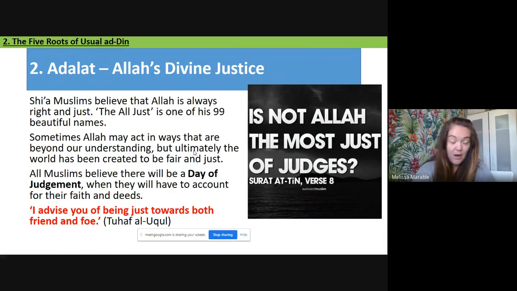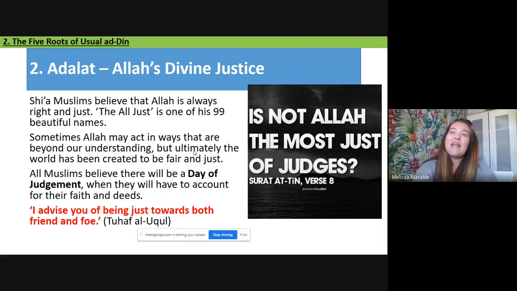So, second part here, guys, on the PowerPoint. Sometimes Allah may act in ways that are beyond our understanding, but ultimately the world has been created to be fair and just. All Muslims believe there will be a day of judgment when they will have to account for their faith and their deeds.